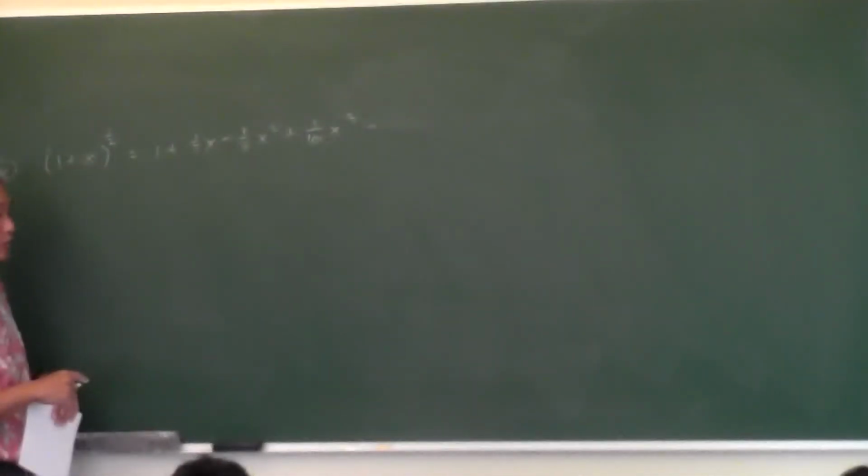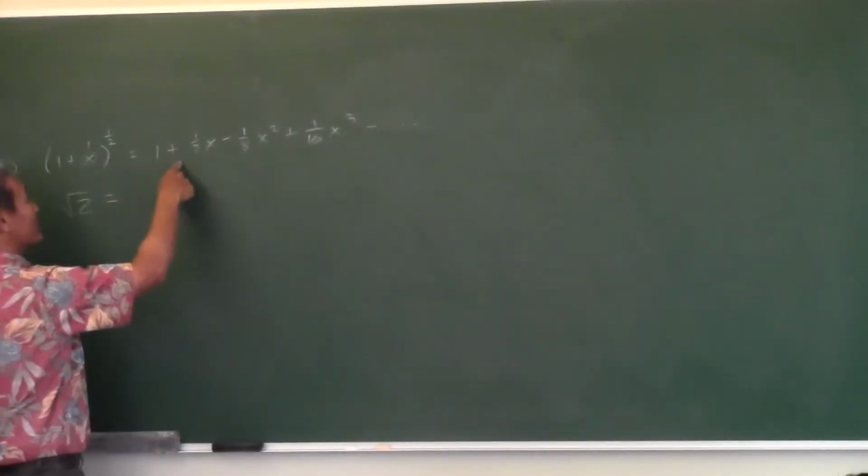Anyway, what number do I have to plug in for x to get the square root of 2? 1, right? Because 1 plus 1 is 2, and 2 to the half is the square root of 2. So all you have to do is plug in 1 wherever you see x. Or is that too difficult? Plug in 1 wherever you see x.